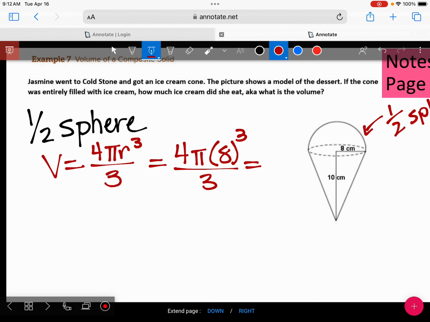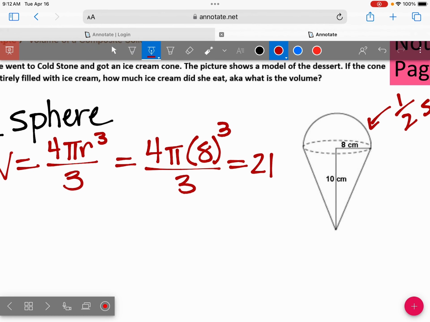So I'm going to do it with you. So I got 4 pi 8 to the power of 3 divided by 3. Does anyone need help typing that in their calculator? So you should get 2144.7. Who got that? But this isn't a whole sphere. It's only half of a sphere.